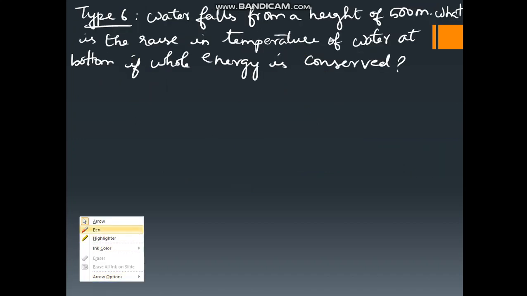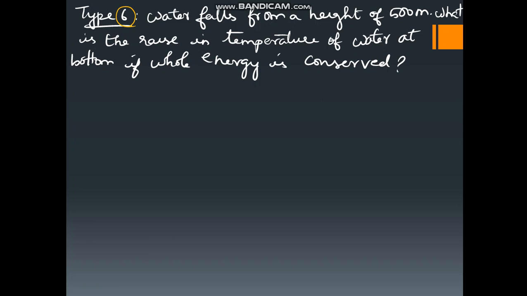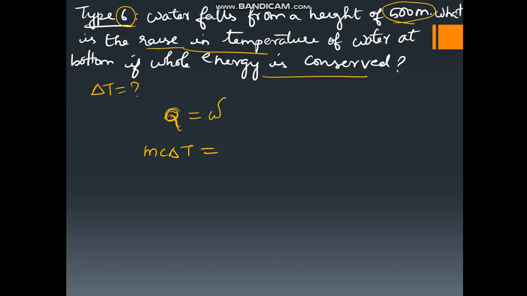Now let us see the next, type 6 numerical. Water falls from a height of 500 meter. What is the rise in temperature? So delta T is asked, if the whole energy is conserved. So Q is equal to work done. Q is nothing but mc delta T, that is equal to the energy of the water falling from a height. If height is given, mgh is the energy formula we use. So mass and mass get cancelled.